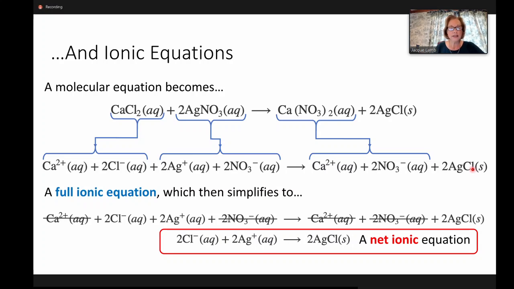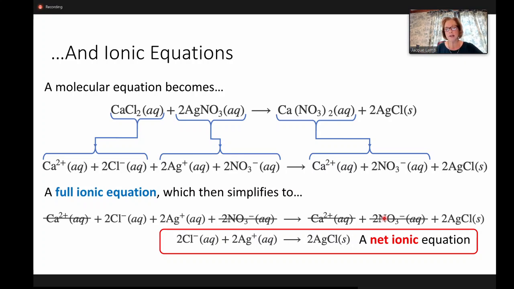But you'll notice that there are some species that haven't really changed. Calcium ion aqueous exists on both sides. It hasn't actually participated in any way in the reaction. The nitrate ions exist on both sides, unchanged. They haven't participated in the reaction. So we can cross those out on both sides of the equation because they really are just sitting there. We call those spectator ions. They were present in the solution before the reaction, and they are present in the solution after the reaction.